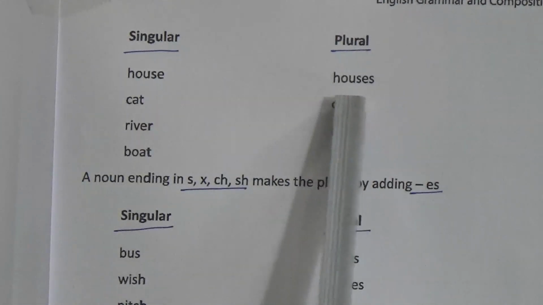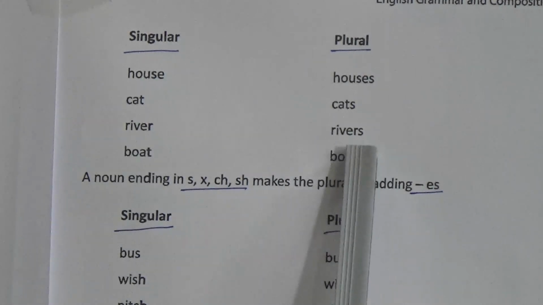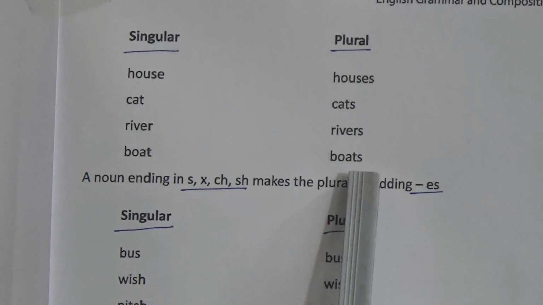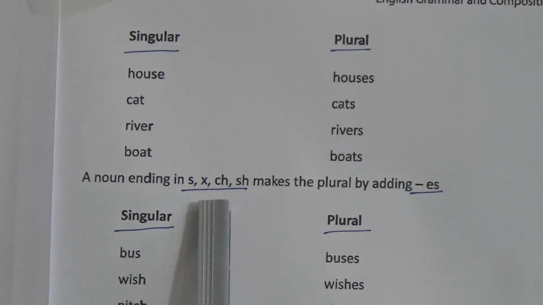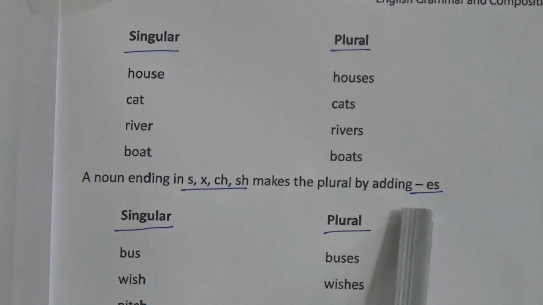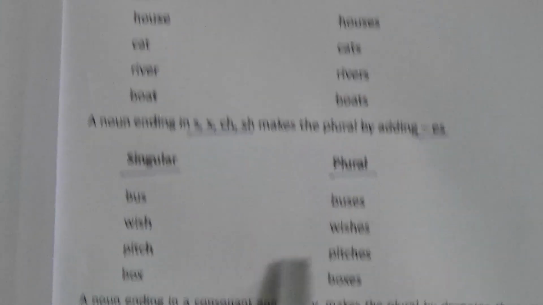House, houses. Cat, cats. River, rivers. Boat, boats. Let's look at the next category. A noun ending in s, x, ch or sh makes the plural by adding es. Let's look at the examples. Bus, buses. Wish, wishes. Pitch, pitches. Box, boxes.